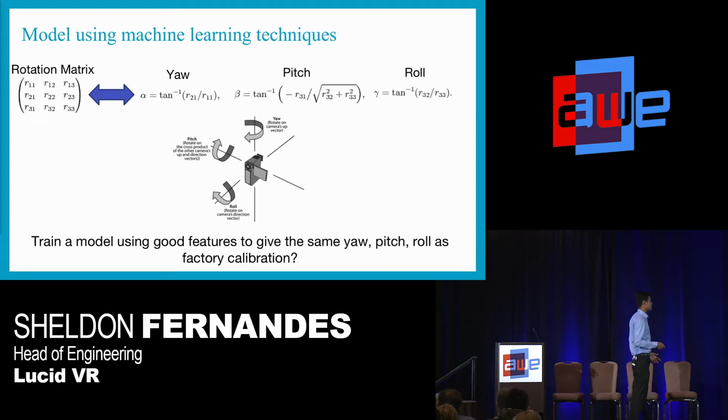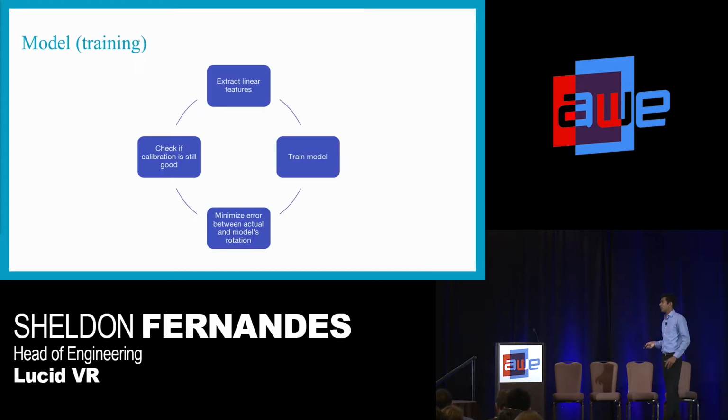So we asked ourselves, can we somehow train a model using good features to give the same yaw, pitch, and roll as that of factory calibration? And that was the basic project that we came up with at Lucid. So this is a very high-level block diagram of what we thought we should do.